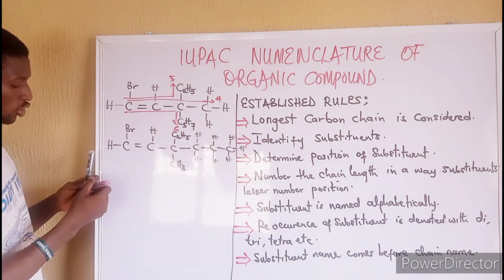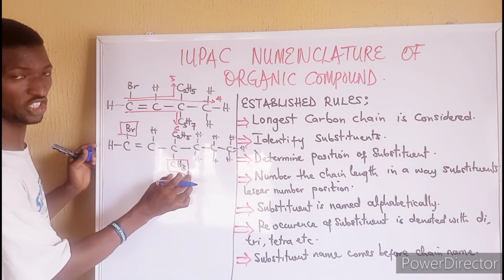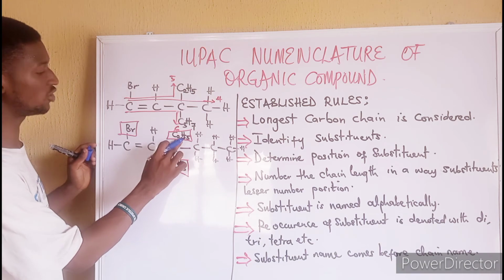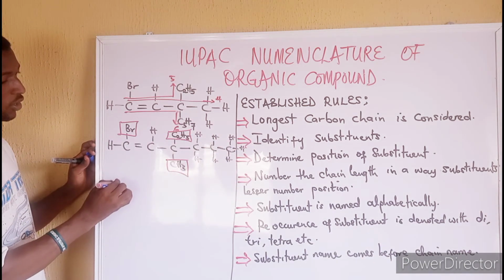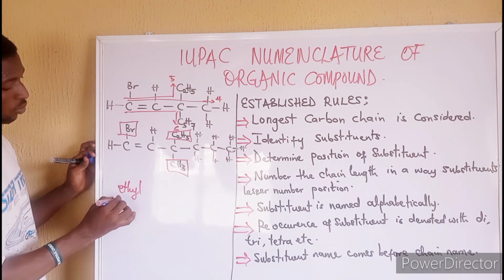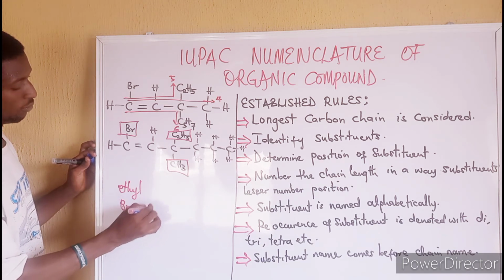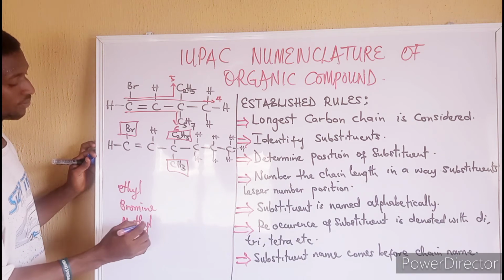Nothing changes. Identify your substituent. So this is a substituent because it's no more part of the chain length now. It's already a substituent. This is not also considered to be part of the chain length. It's also a substituent. So here now, these are 3 substituents. So what substituents do we have? We have ethyl. We have bromine. And we as well have methyl.